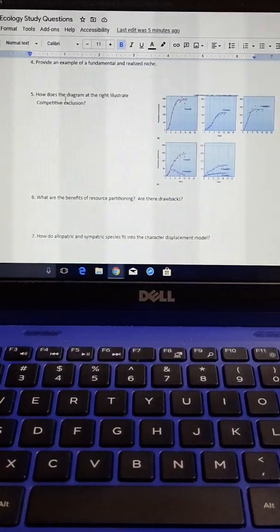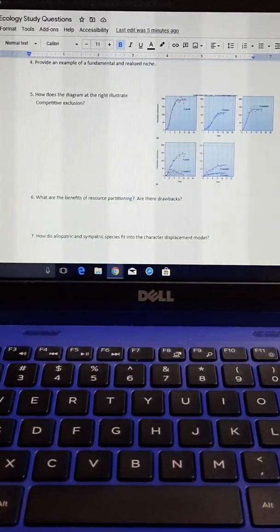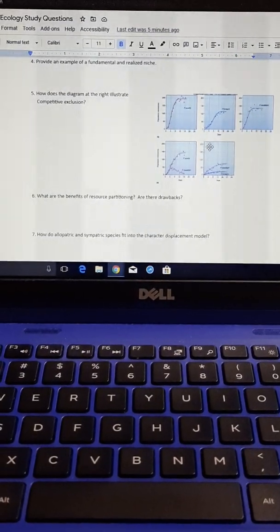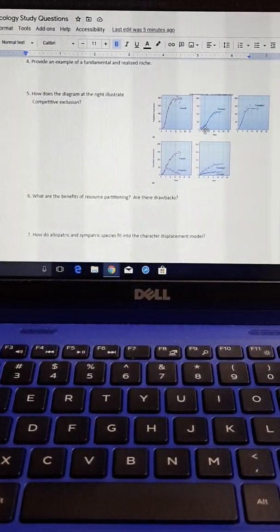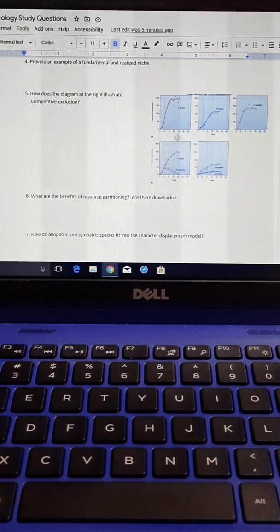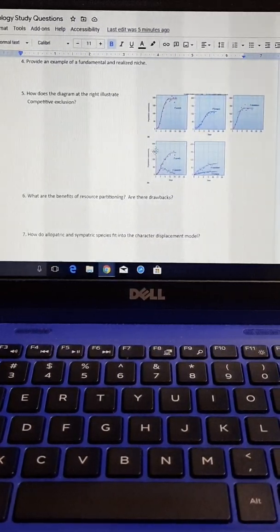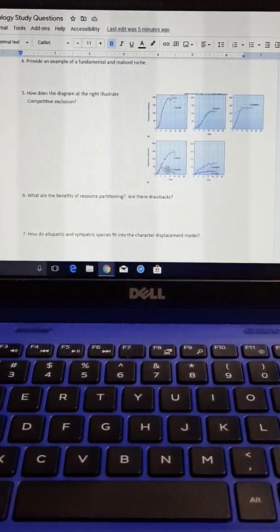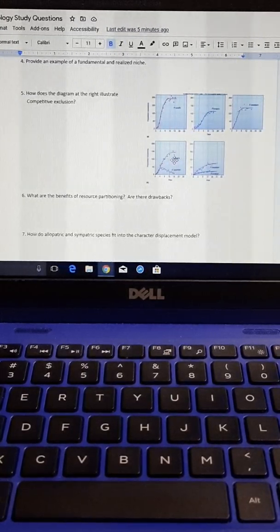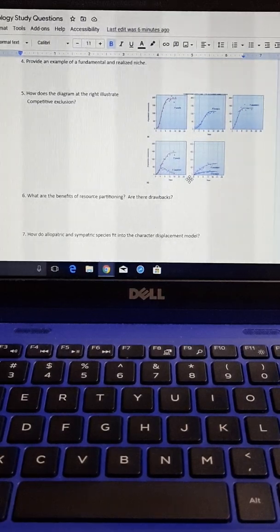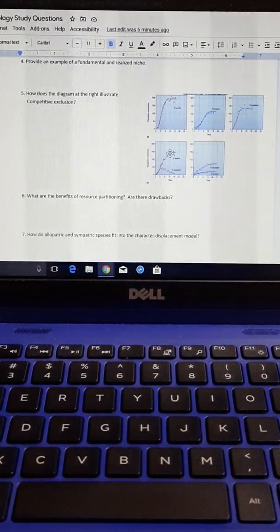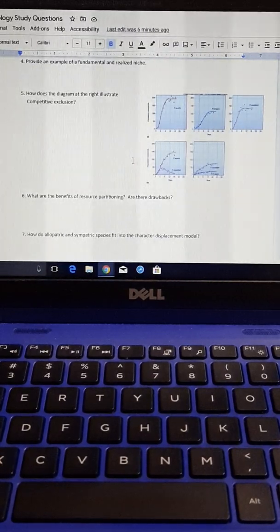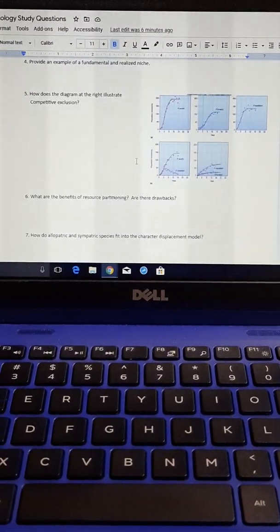The diagram at the right shows competitive exclusion. I believe this is the one with the bacteria. And when another population is introduced to make this community of different bacteria, you could see that in certain bacteria the growth of their populations is decreasing because of the presence of that other one taking up the niche as well. There's competition.